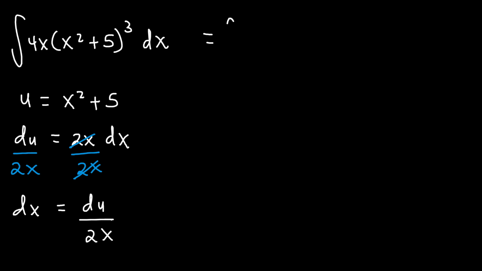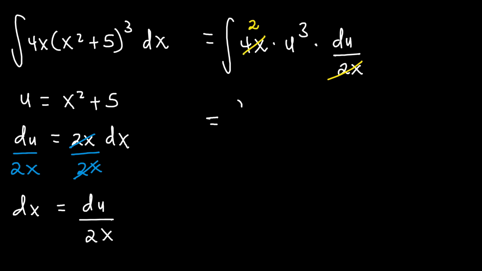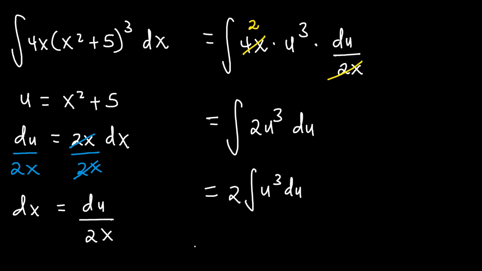So this will be equal to the integral of 4x times u to the power of 3 times dx, which is du divided by 2x. Now this 2x will cancel with 4x and we shall remain with 2. And so we shall have the integral of 2 times u^3 du. And if we take out 2, we shall have 2 times the integral of u^3 du. And at this point we can integrate.